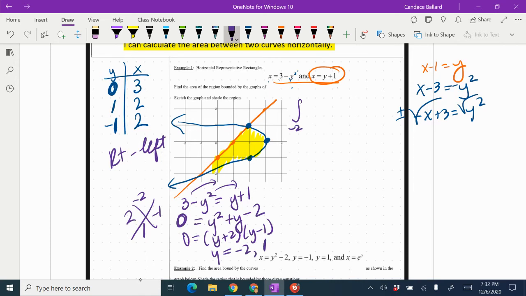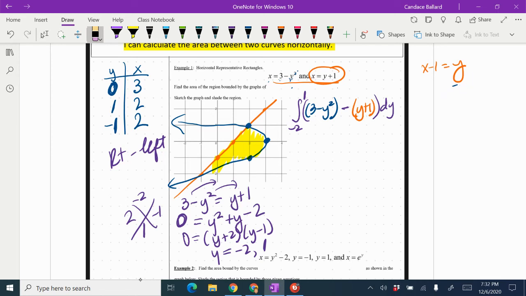So I'm going to integrate from -2 to 1. I'm going to do the right function, which is the 3 minus y squared. Always subtract, just like we did with the others. And then I'm going to do the orange function, which is y plus 1. And then, of course, we're going to put a dy after it. We're using dy instead of dx because I'm in terms of y right now. All right, I'm going to erase the messiness of this over here.